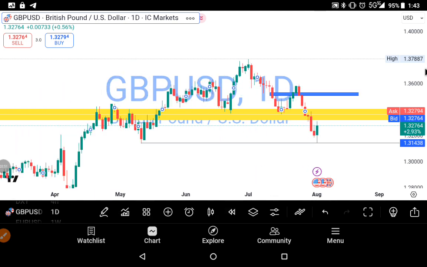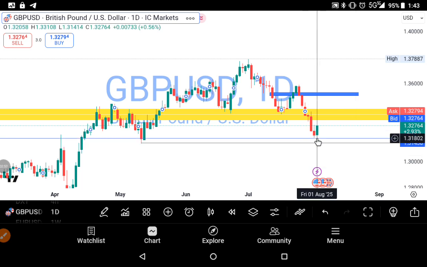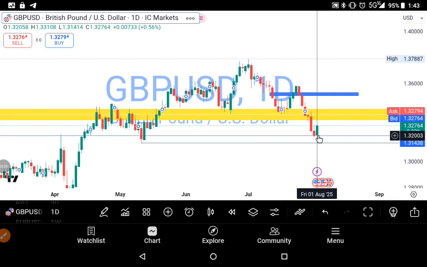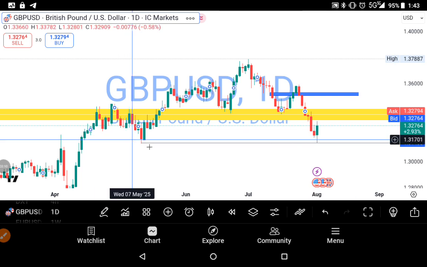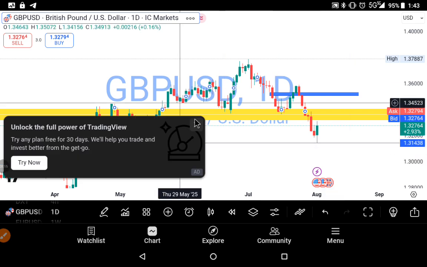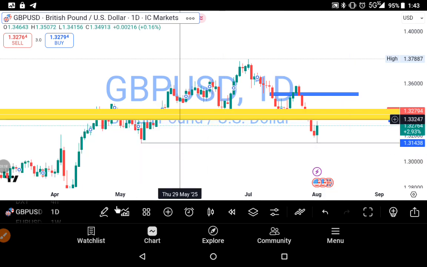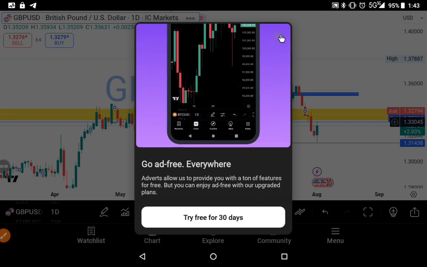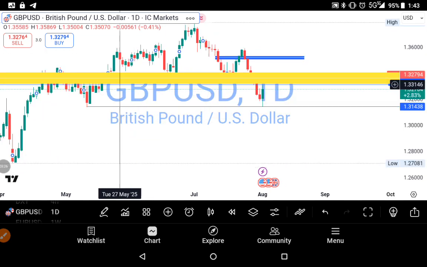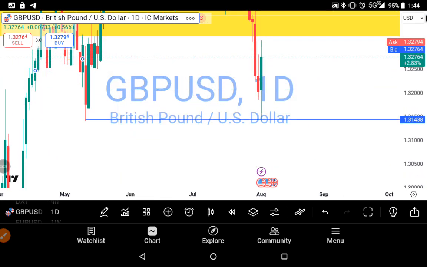Personally, I'm watching the market price trading towards, though it has been taken, it has been delivered, because the low of this candle is 1.31414. So I'm watching the market price trading below this low here. So I'll be watching the market price the coming week reacting to the midpoint of this yellow box here.